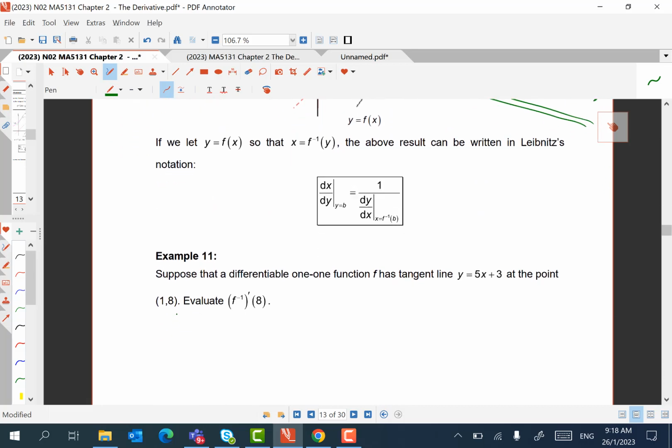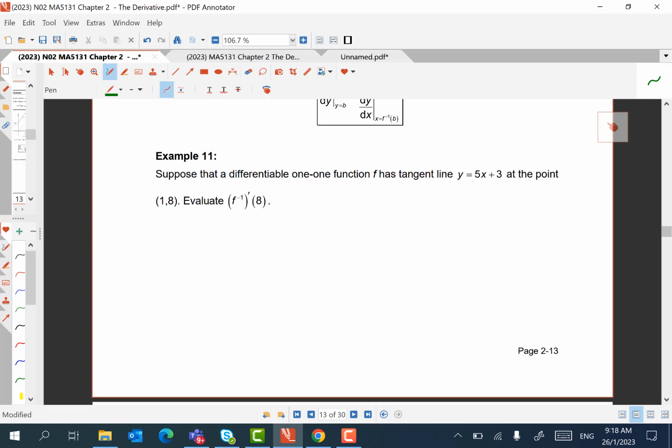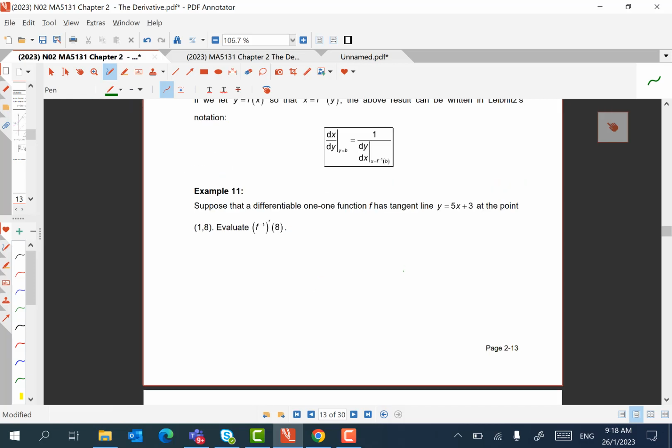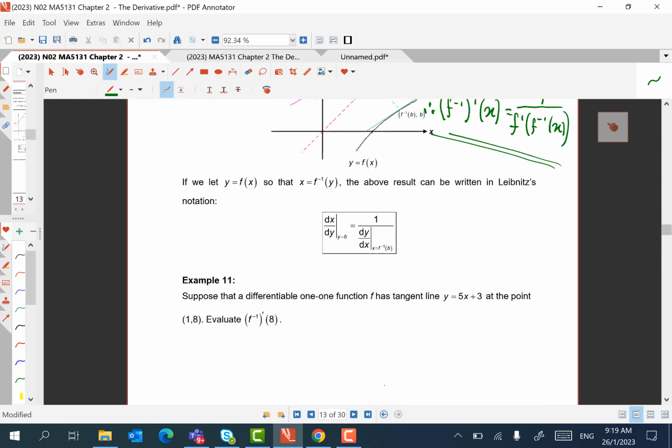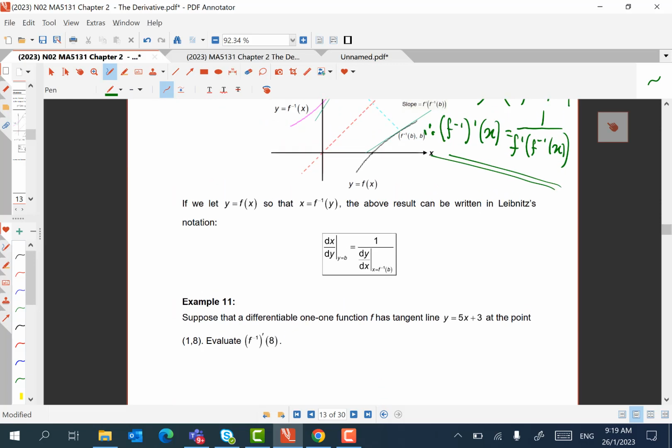Alright, now can you try number 11? Everyone try question 11, knowing this green color. The green color will help you with 11.